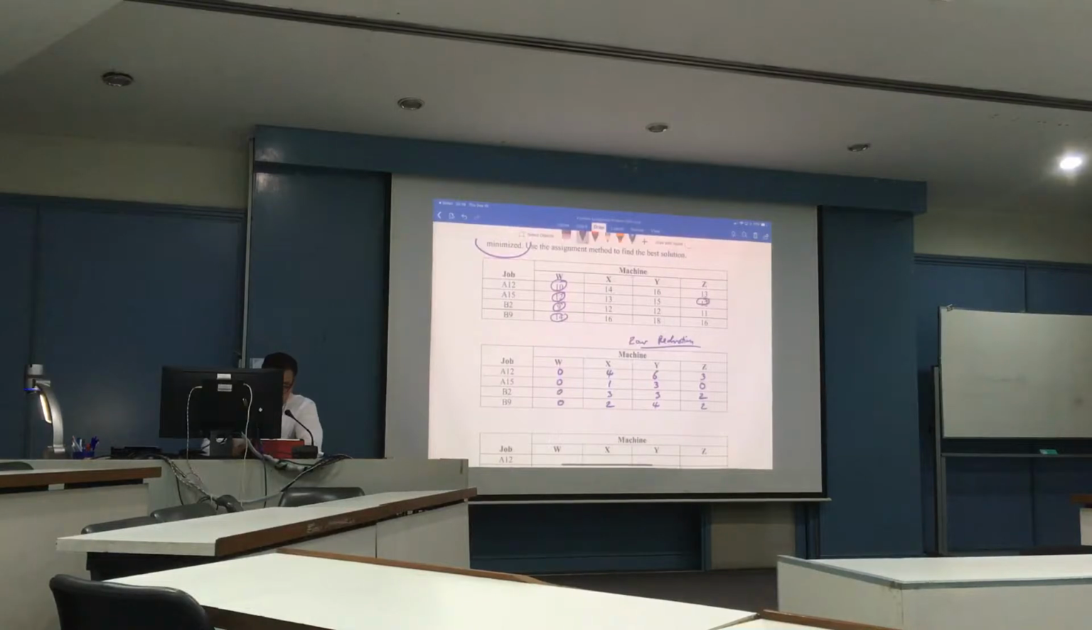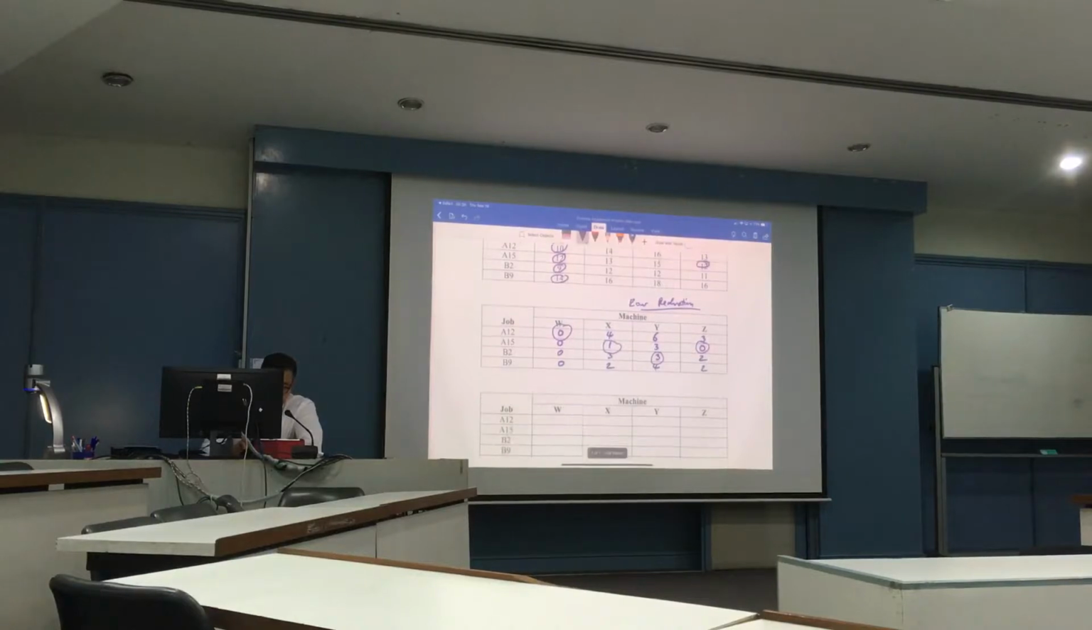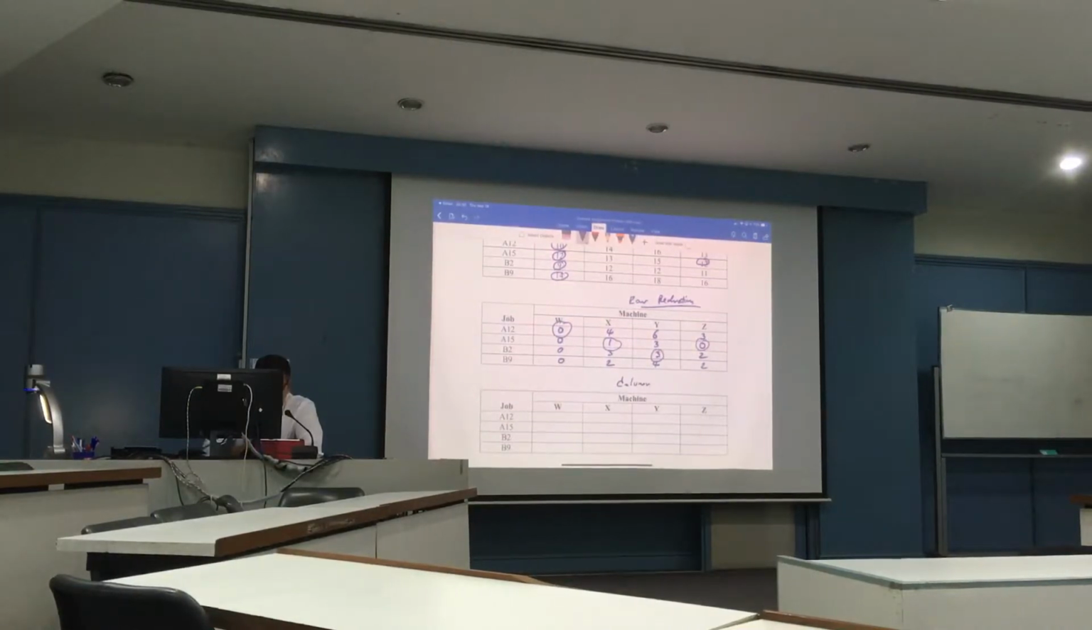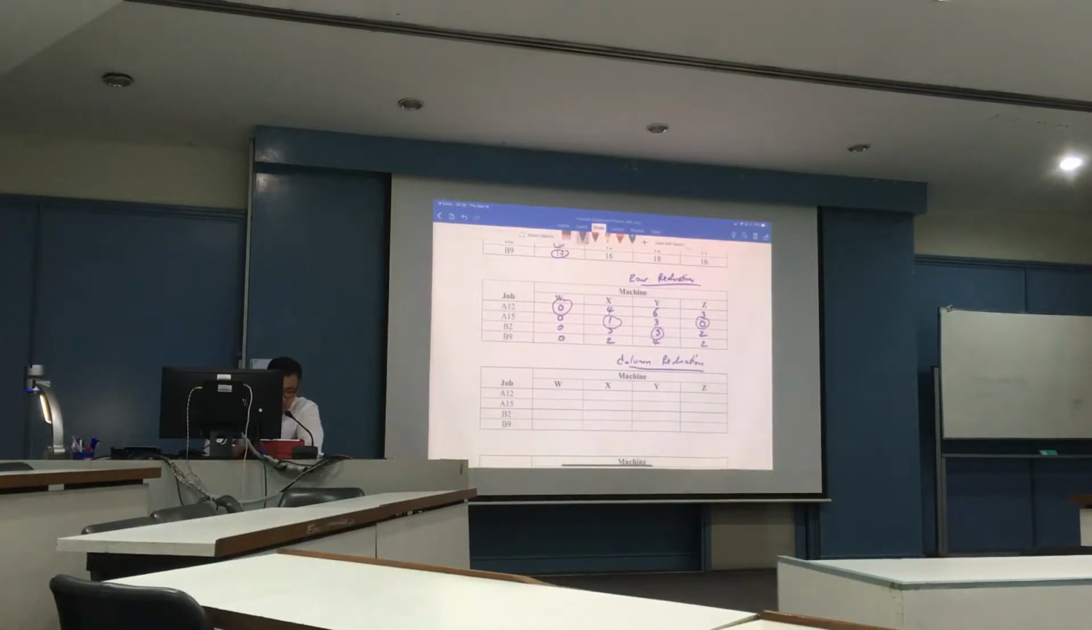For column reduction, this is the lowest value for each column. So for column reduction, we're going to have 0 here, all 3, 0, 2, 1. Three, 0, 0, 1. 3, 0, 2, 2.